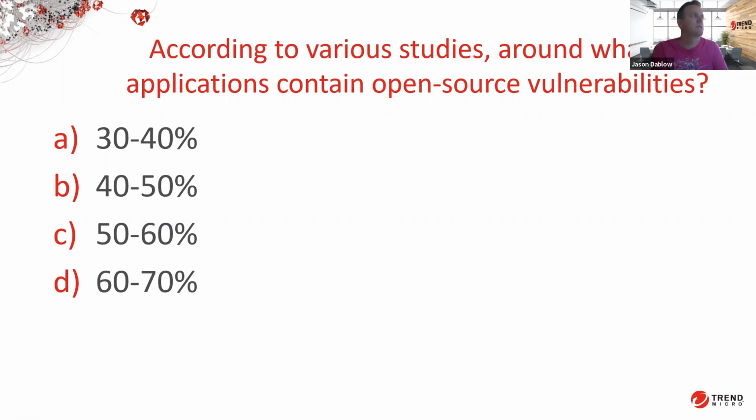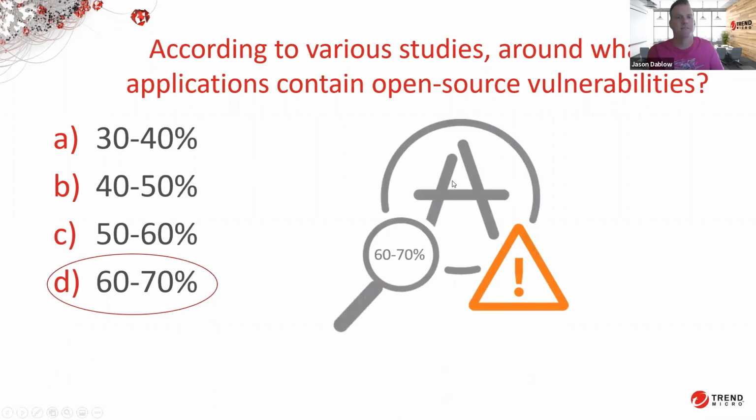Got some answers coming in here. The answer being 60 to 70%. So a number of the studies out there are saying that applications, what percentage contain open source vulnerabilities?